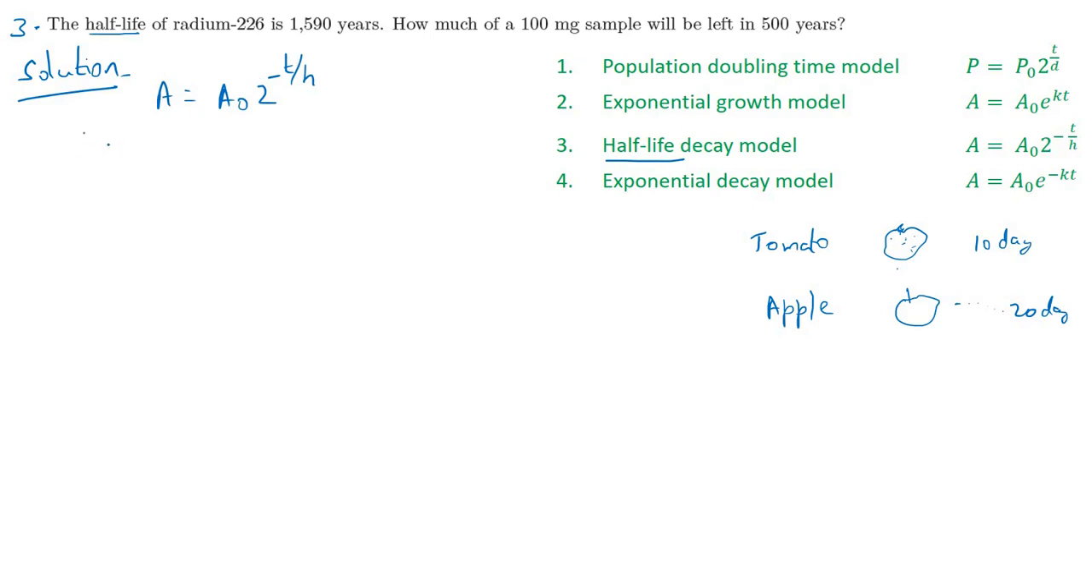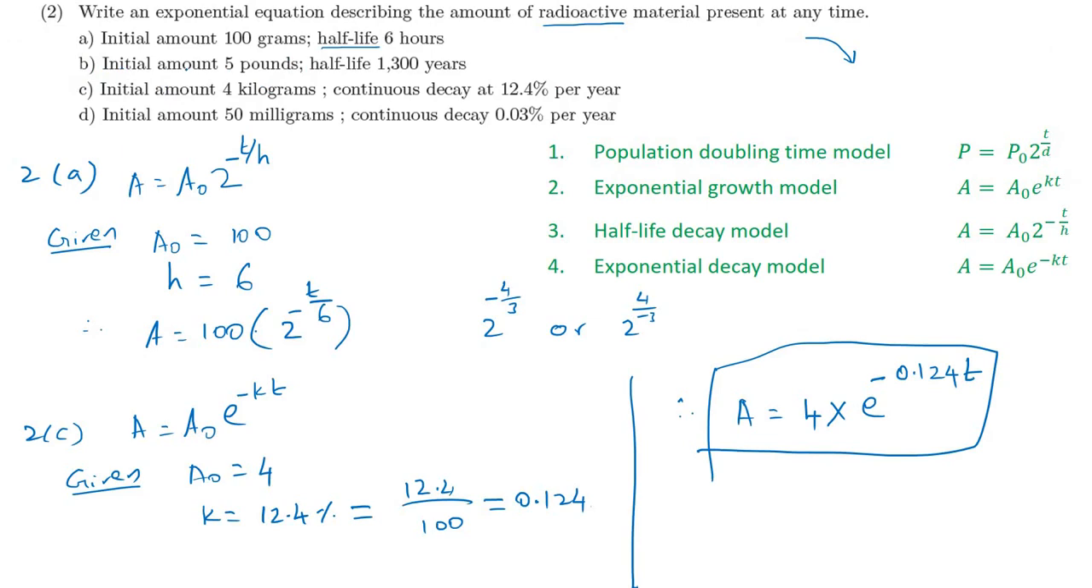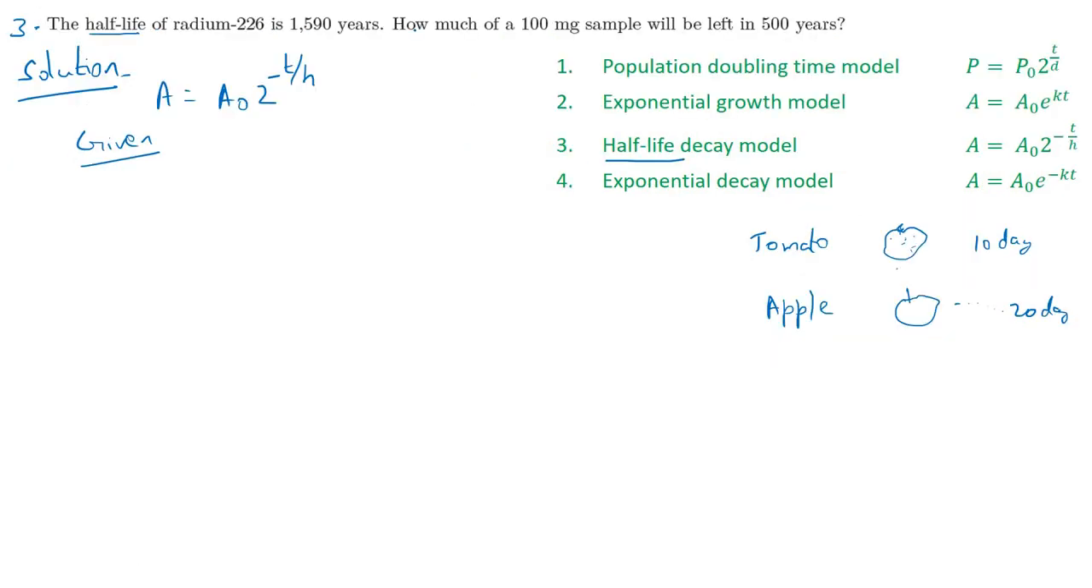Now what are all the things given? Given initial value. Earlier we directly gave you the initial amount, but here you want to understand it from the words given. A naught equal to 100 mg, which will be left in 500 years.